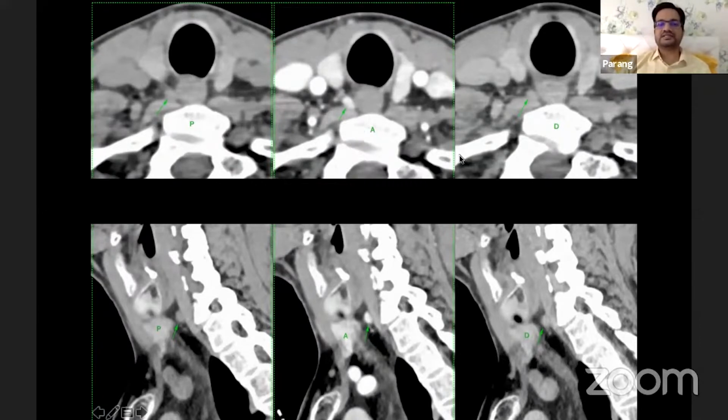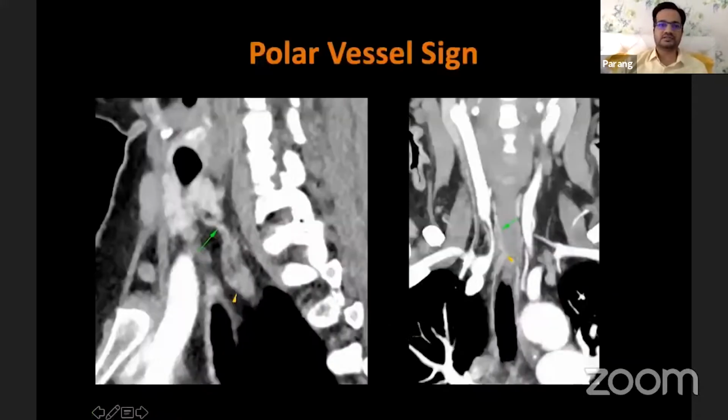And as you can see, while the Sestamibi was negative for various reasons that we have already discussed in the previous session, the CT doesn't get affected by those factors. The enhancement characteristics are not affected, and therefore the 4D CT could easily pick up and showed a very typical lesion. And this is what I meant by polar vessel signs.